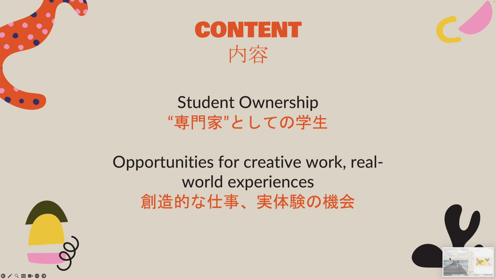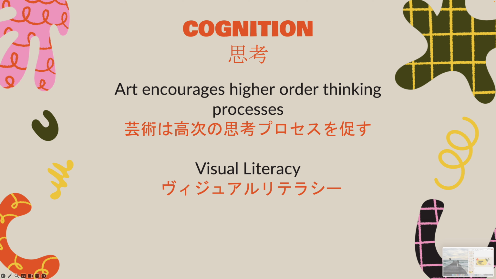Next, regarding cognition, art education does encourage higher-order thinking processes, encourages analysis and interpretation, and taking clues from what you see in front of you, which in turn leads to development in visual literacy. So there's a strong cognitive argument for including art in the classroom too.